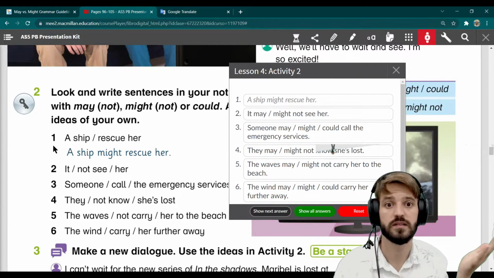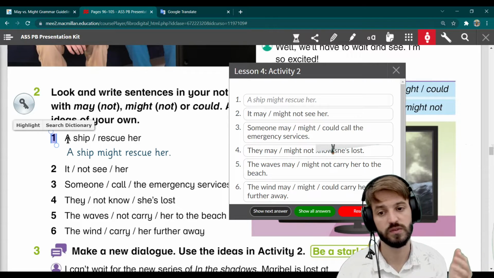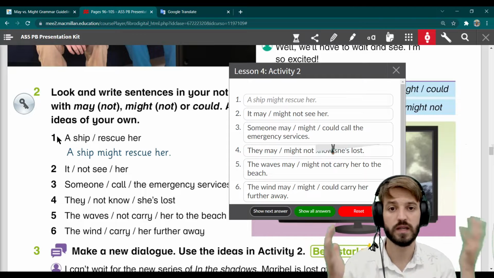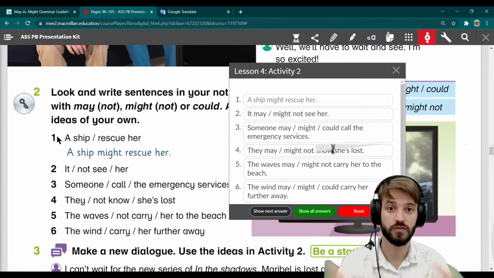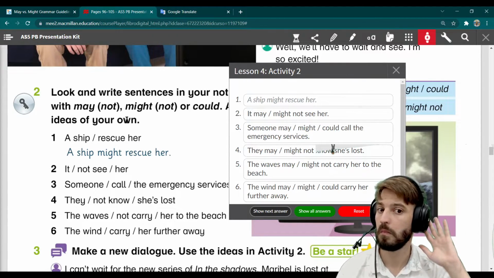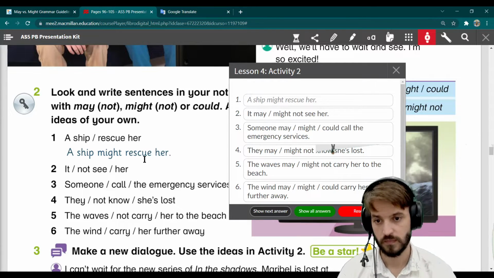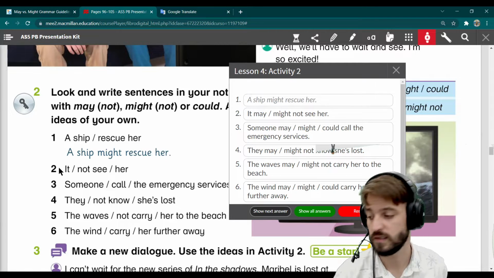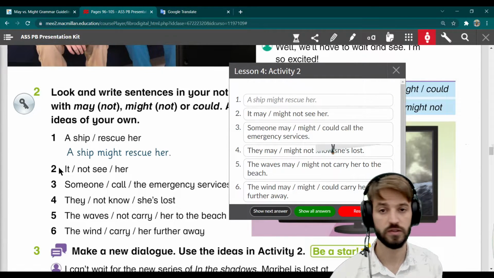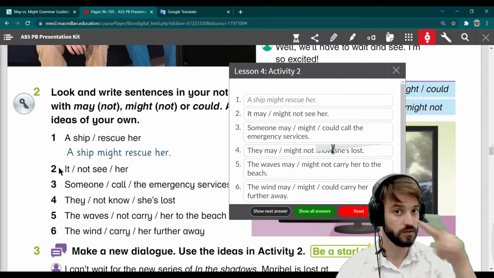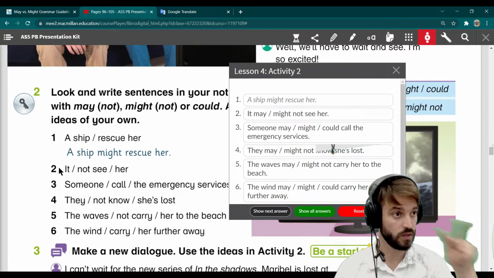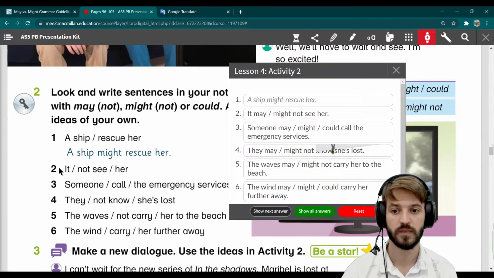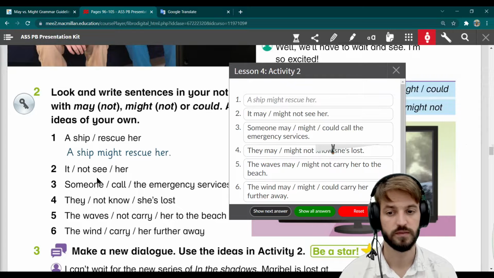Okay, so let's do section 2, question 1. What might rescue her? Question number 2. The ship, what might it not be able to do? It might not be able to. Might not.